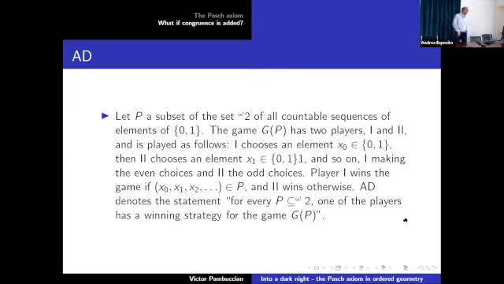There's a game, depending on who P is, which has 2 players. Player 1 chooses some element in 0, 1, then player 2 chooses another element in 0, 1, then player 1 goes on and chooses another one. And by the time all time is over, they have ended up with a sequence. The question is, is the sequence in this set P or not? If it is, then player 1 wins. Otherwise, player 2 wins. The axiom of determinateness says that for every subset of 2 to the omega, one of the players has a winning strategy.